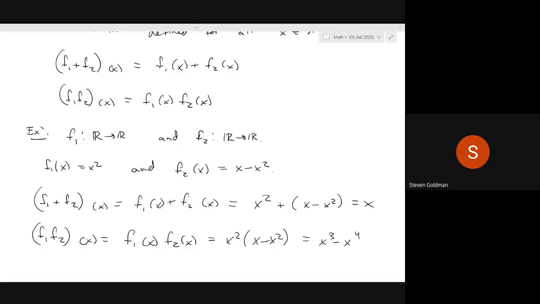Yes, that is correct. When we multiply or add functions, as we said in the definition, the domain and the range will stay the same.